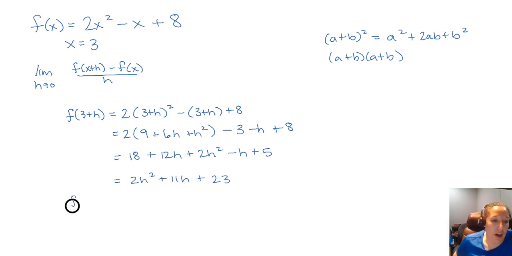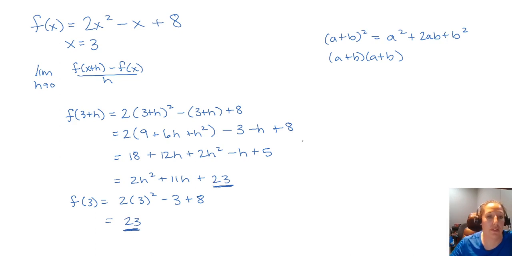And then f of x, in this case f of 3, is going to be 2 times 3 squared minus 3 plus 8. And if we simplify that, 3 squared is 9, times 2 is 18, minus 3 is 15, plus 8 is 23. And it should work out that those numbers are the same.